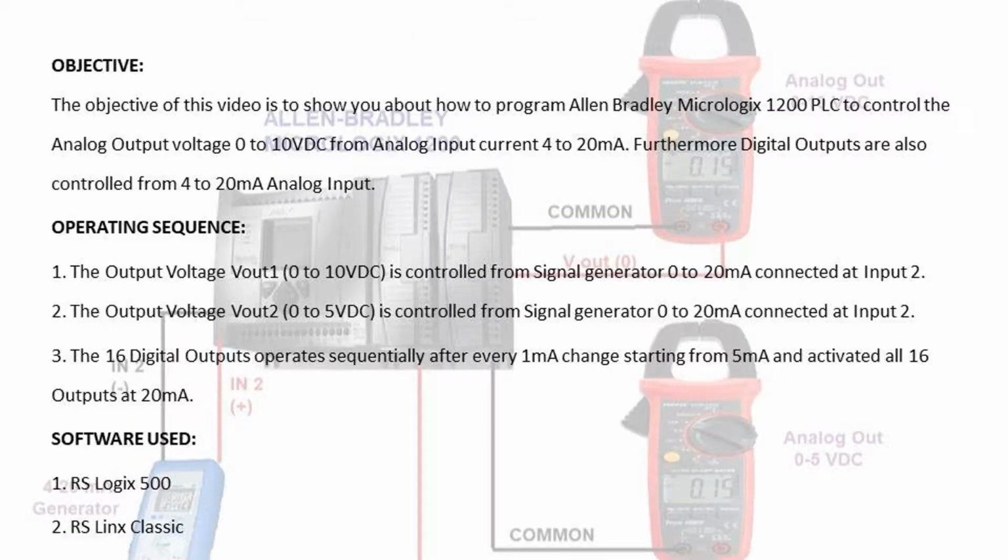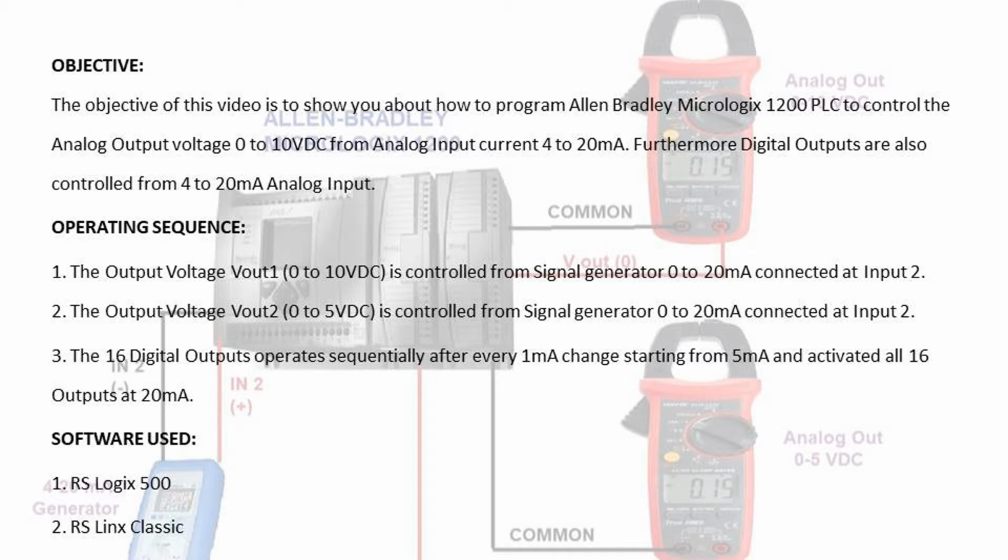In this video, I will show you how to program the analog input and output of Allen Bradley Micrologix 1200 series PLC using software RS Logix 500. After watching this video, you will be able to control the output voltage from 0 to 20 milliampere analog input. Furthermore, you will also be able to control the 16 digital outputs from 4 to 20 milliampere analog input.